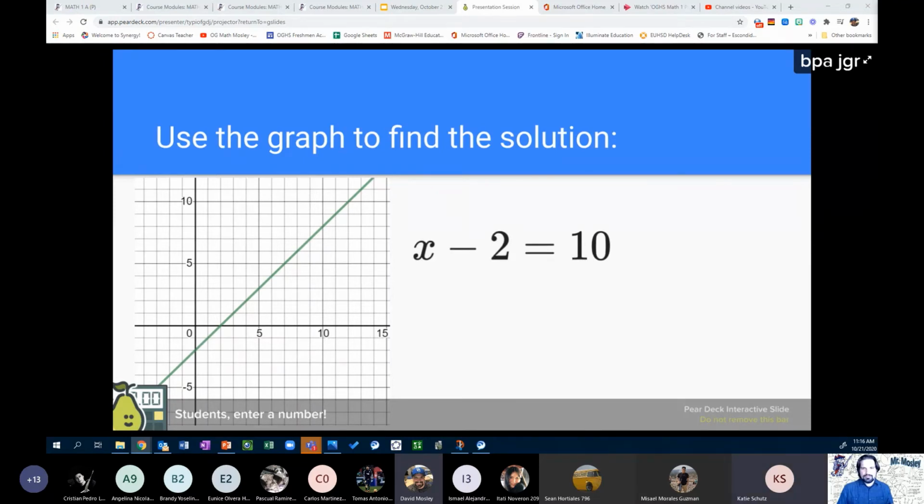Let's see. So we know y is -2. I know it's 12, but I don't know why.